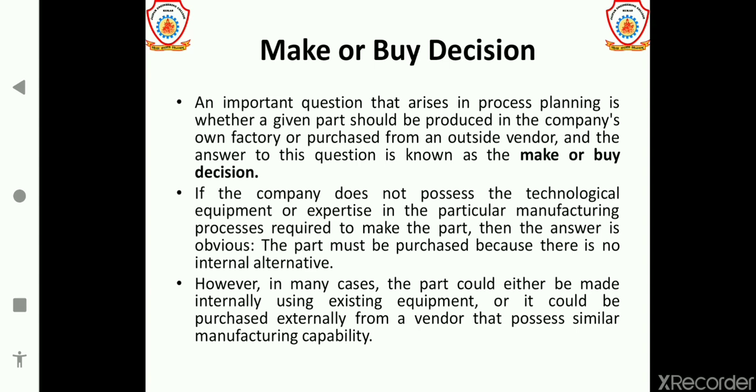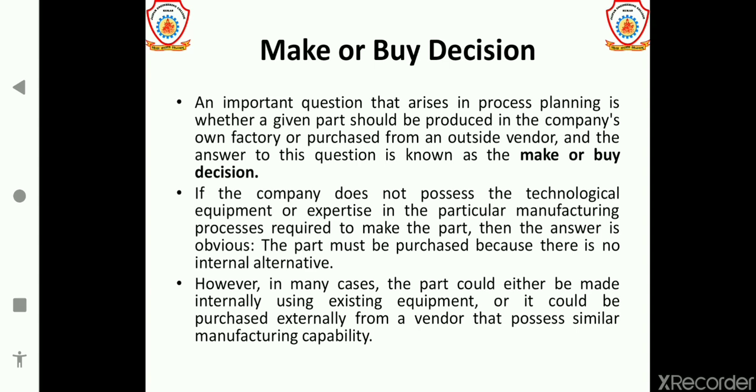Now, the next topic is the make or buy decision. In the previous video, we discussed that some parts we have to purchase from outside vendors, and many parts we manufacture in our organization. So which part we should make and which part we should buy is a decision which will be taken by the management or by the planner.